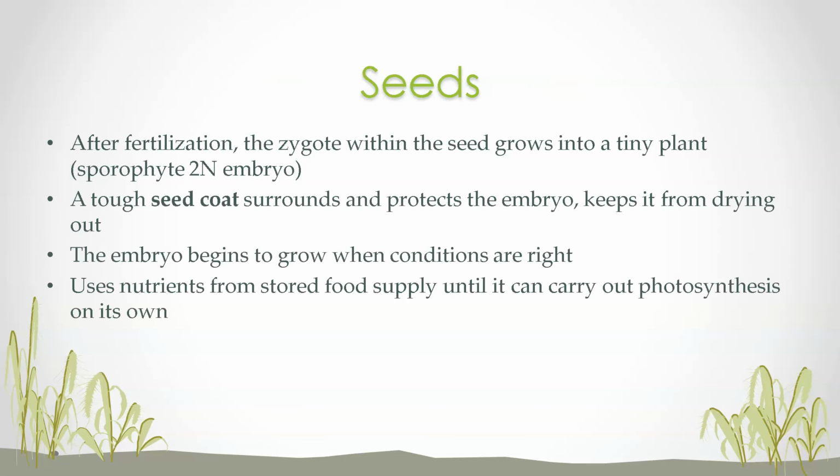So seeds, after fertilization, the zygote within the seed grows into a tiny plant. A tough seed coat surrounds and protects it. The embryo begins to grow when conditions are right. So they're dormant, they're alive, but they're dormant. And then when conditions are right, certain proteins start switching on, and germination occurs. And you've seen that if you've ever grown seeds in a plastic bag with a little bit of water.